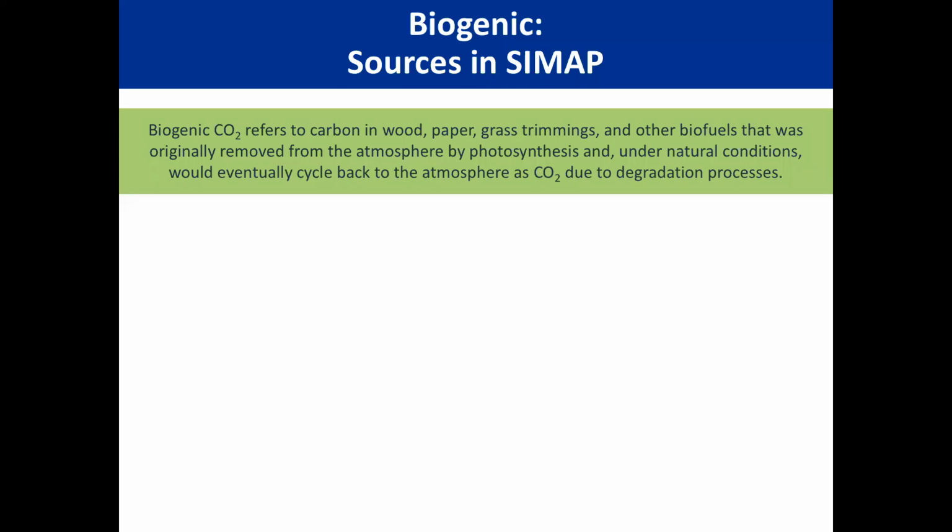So first, a quick definition. Biogenic CO2 is the carbon that is in biomass sources like wood and paper and grass trimmings and other biofuels. And it's CO2 or carbon that was removed from the atmosphere by photosynthesis, so by natural processes. And it's carbon that also under natural conditions would eventually cycle back to the atmosphere as CO2 during decomposition and degradation processes. So basically, when we're burning a biomass source or a biofuel, we're just speeding up a natural cycle.